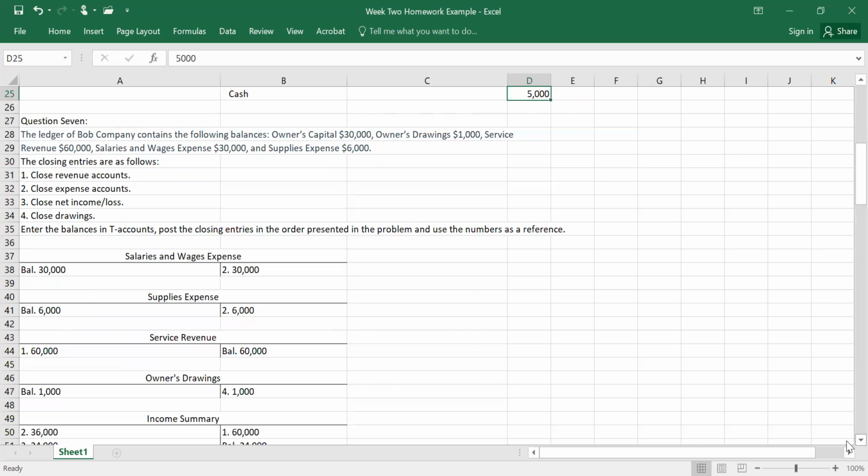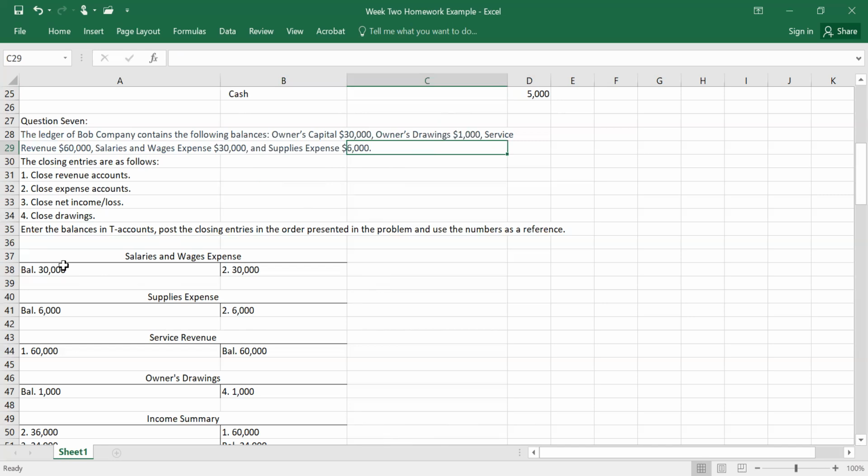So let's look first at our salaries and wages expense and supplies expense. Let's look at our 2 expense accounts. So both of those, salaries and wage expense and supplies expense, would have a debit balance, right? That's its normal balance. So it would have had a debit balance. So salaries and wages are $30,000. It's noted right here. And supplies expense is $6,000. That's noted right here.